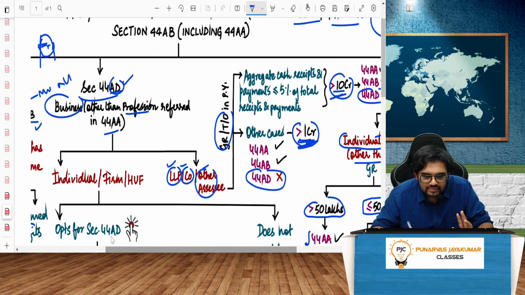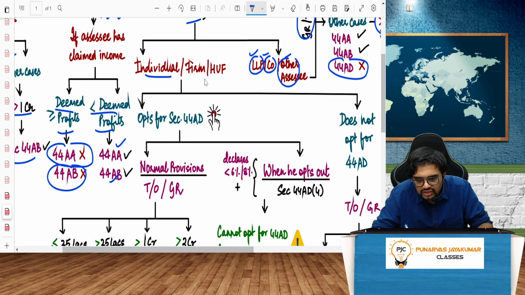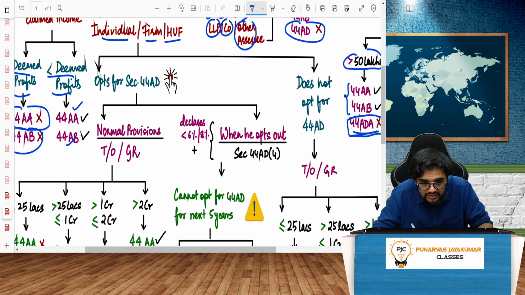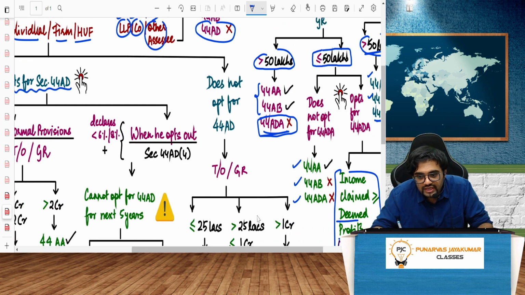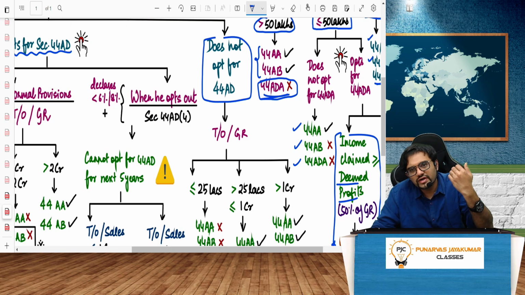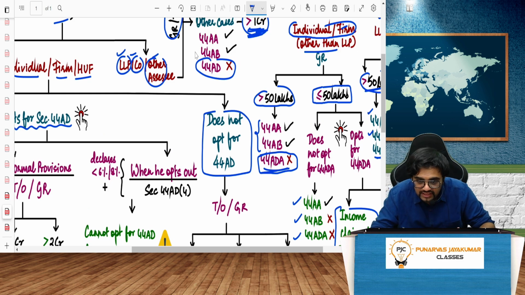Now the interesting part, my dear friends. 44AD is applicable for individual, firm, HUF. Two things can happen. One, that person may opt for section 44AD, or he may not even opt for 44AD. Let's say the individual will not even opt for 44AD, leave it. He's chilling out. In this case, he never opted.